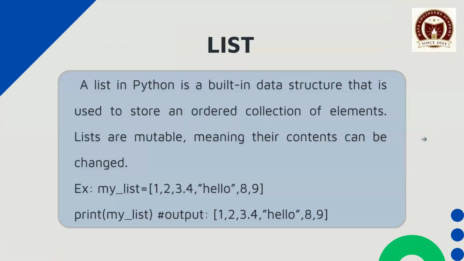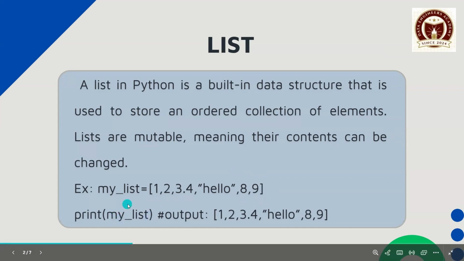A list in Python is a collection of items that are ordered, mutable, and dynamic. That means you can add, remove, and modify elements anytime. Let's take a look at an example. Here, my_list equals 1, 2, 3.4, hello, 8, 9. Here we can see different types of data. A list can store different types of data. And then simply printing my_list will give you the list.